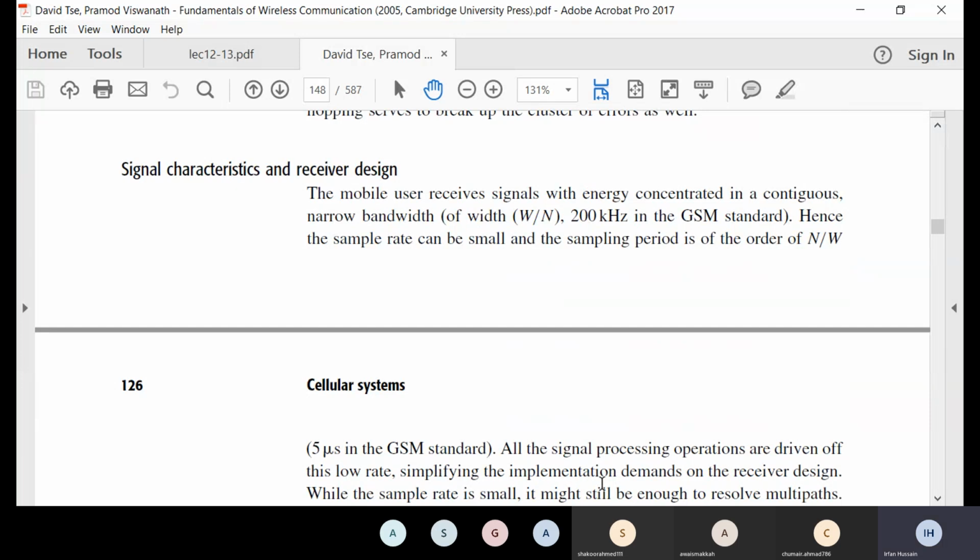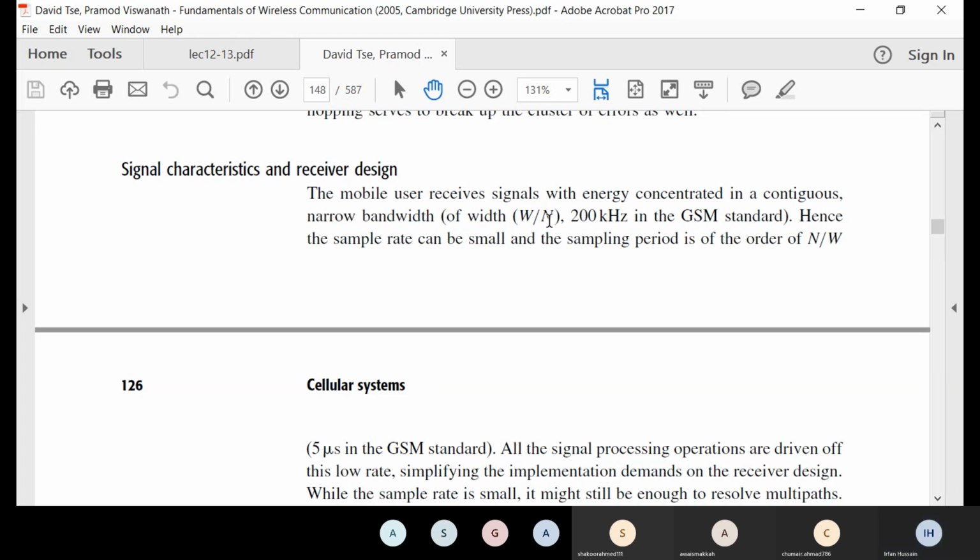So now what are the signal characteristics? First of all, we have a bandwidth of 200 kilohertz. W over N, you can find that, all that. All right, now I have explained to you everything. Now, what is the sample rate? All right. So sampling rate, he has said that it is given by N over W.